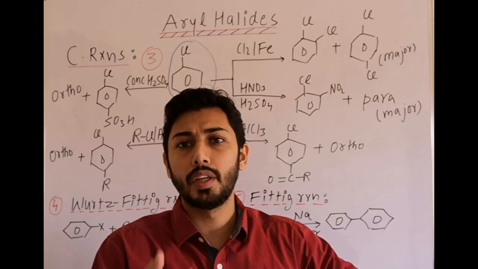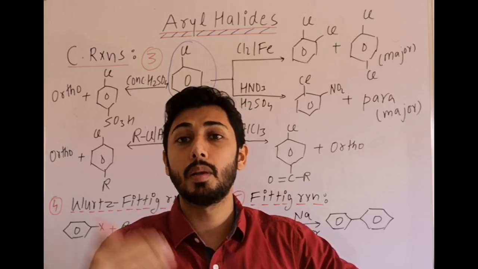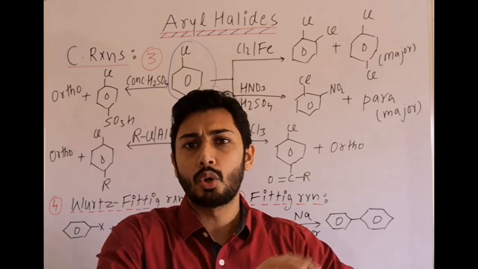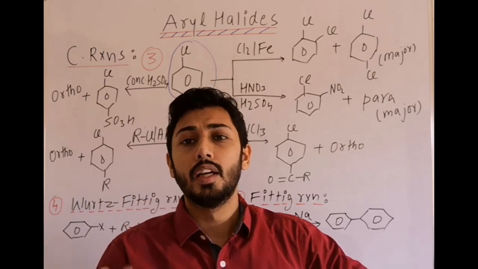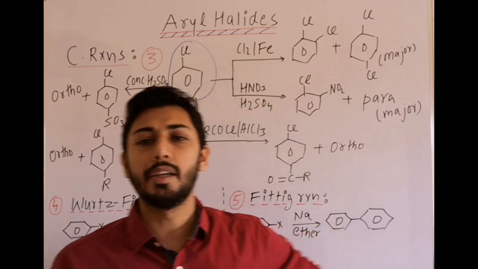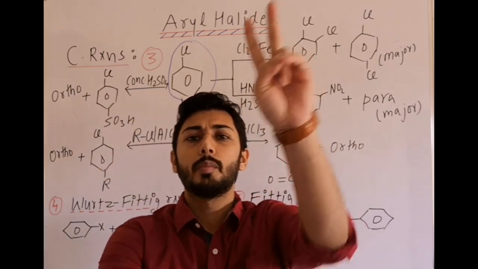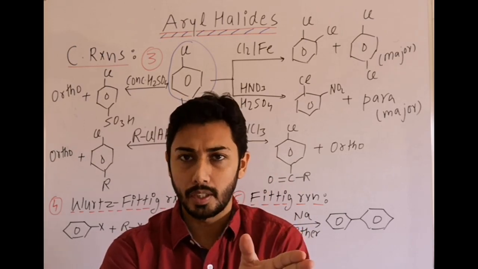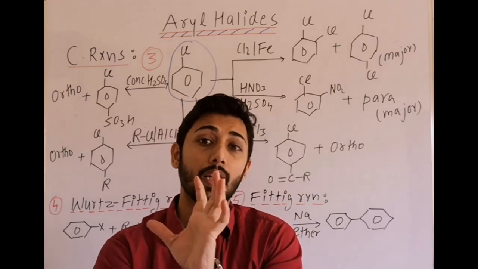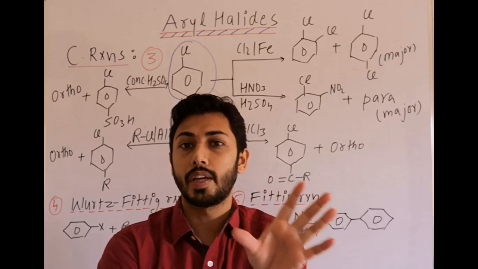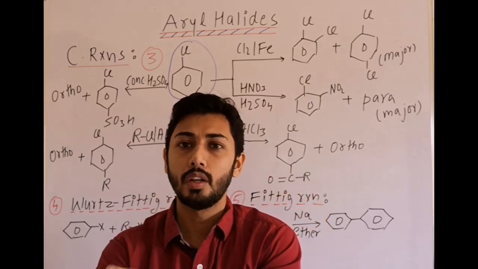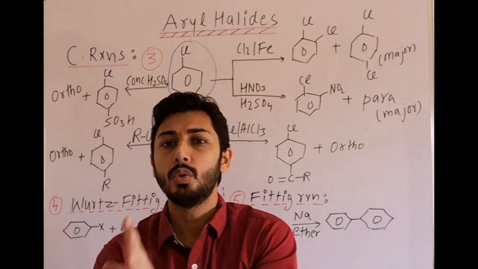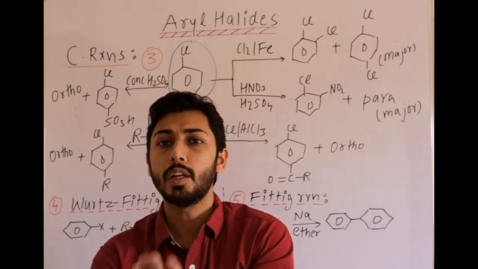Halogen or halo group is minus I as well as plus M. That means it can donate electrons if there is a conjugated system, and it is electronegative, so that's why minus I effect. Now between these two, if you remember, we have done that generally halogens' minus I effect is dominating as compared to its plus M. That is, electron withdrawing effect dominates as compared to electron releasing effect. Electron withdrawing through minus I, electron releasing through its plus M, that is lone pair donation.